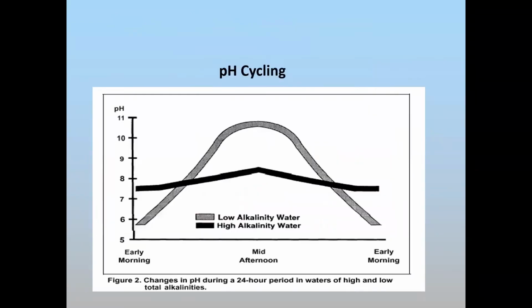The other thing that aquatic plants do is influence the pH cycling in a pond. It follows pretty much the same pattern as oxygen, tending to be lowest in the morning and highest in the afternoon.